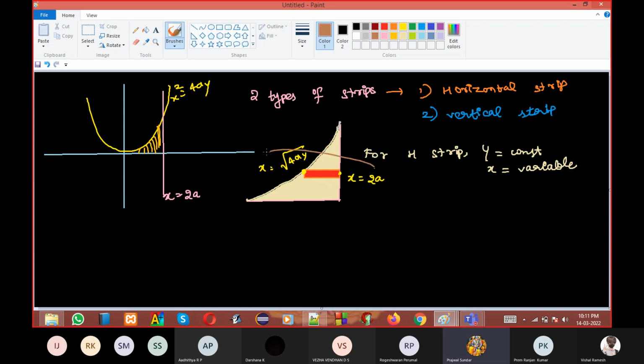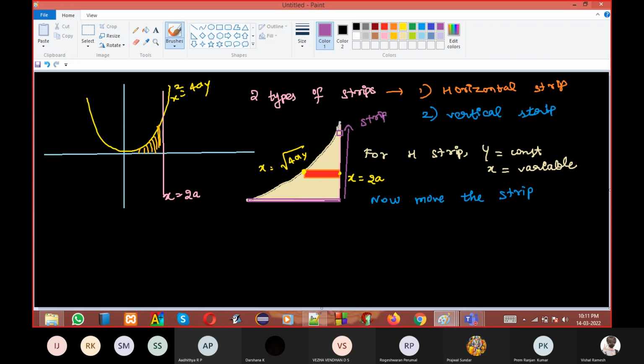See, throughout the strip y is constant and x is variable. One curve is x equal to root 4ay, and the other is x equal to 2a. So I am drawing the strip like this. Now move the strip. How to move it? Initially there will be a strip here, and finally the strip will go here. The strip is moving in this direction. This is the movement of the strip.